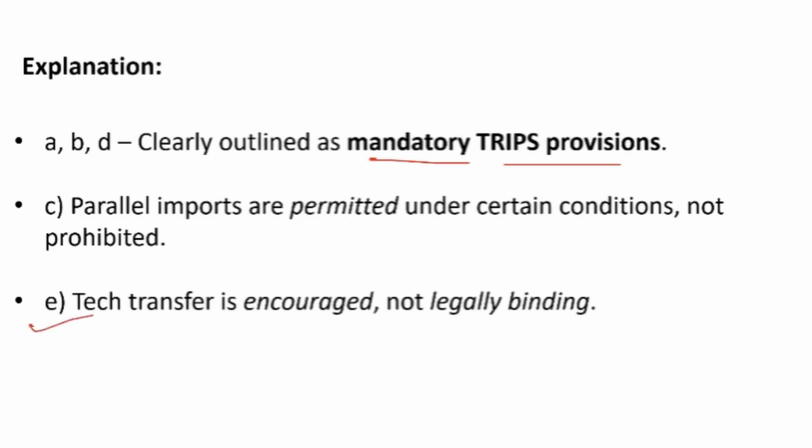Then option E, technology transfer is encouraged. Actually it is not legally binding. It is something you can do. Understanding? It is encouraged that you can transfer technology, but there is no legally binding obligation between the two countries. So that is why it is also not a correct option, and C is also not a correct option. Only ABD is the correct option, which is totally related to the TRIPS provisions.